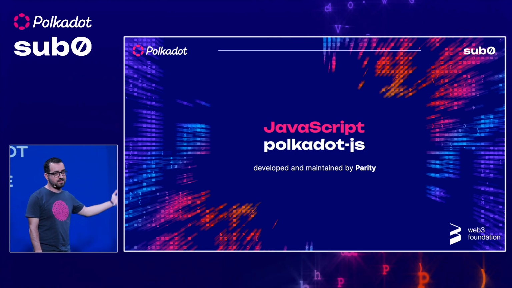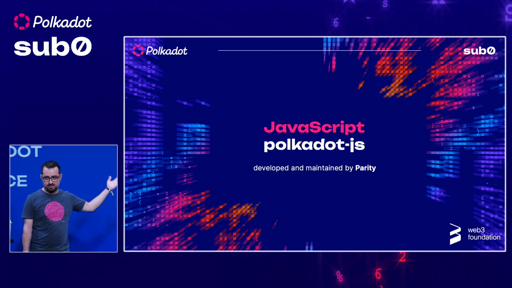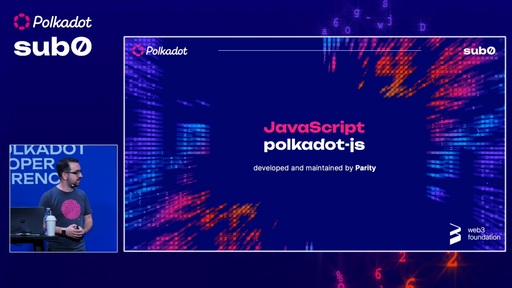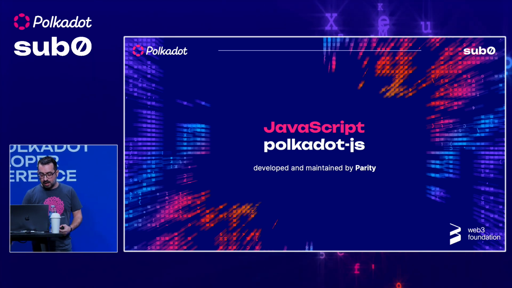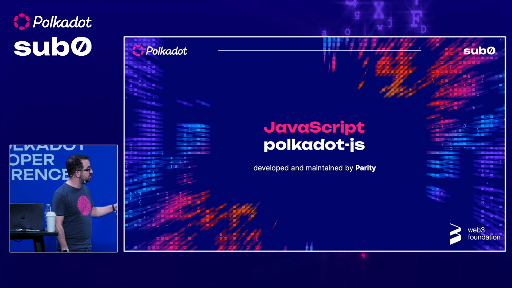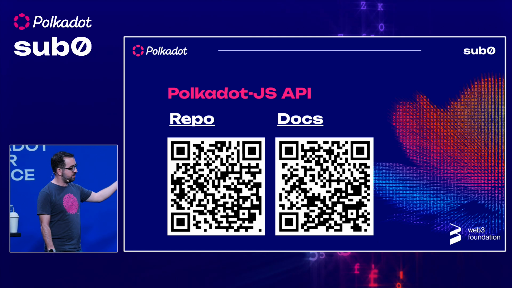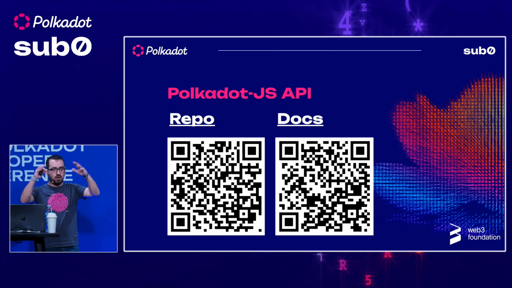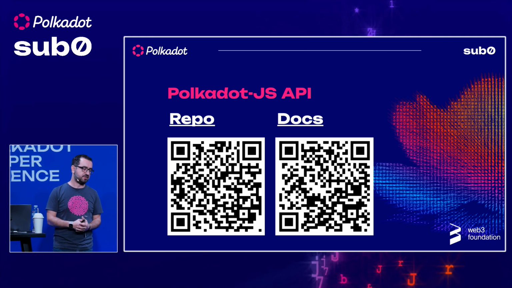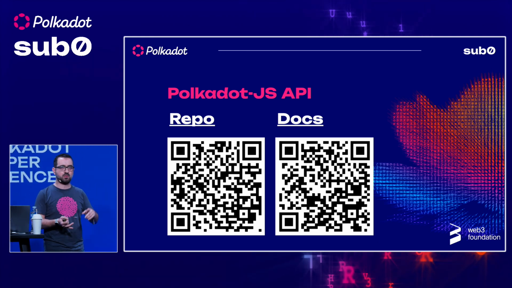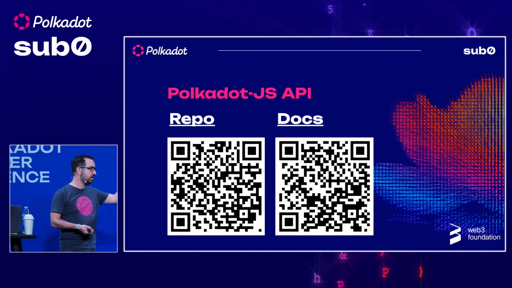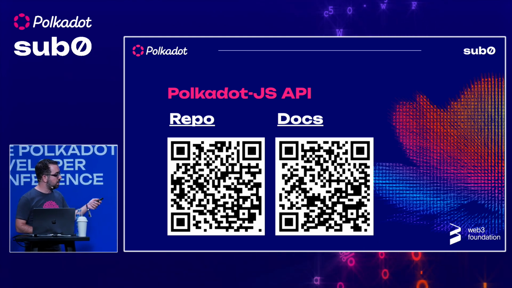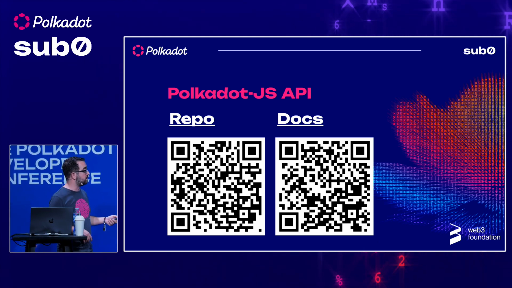And I think that this library needs no introduction, Polkadot.js. Everybody knows it, developed and maintained by Parity. Polkadot.js, the repo and the documentation. Obviously, it's a whole suite of libraries. We have the apps, we have the API, we have the extension. We'll be focusing on the API today that we can use to build scripts using JavaScript.